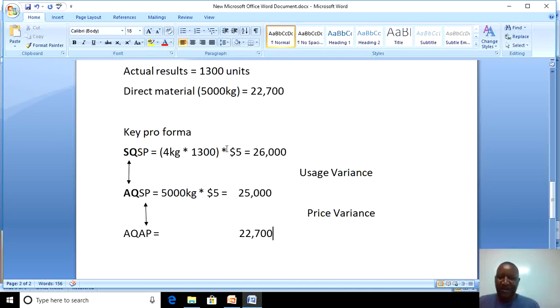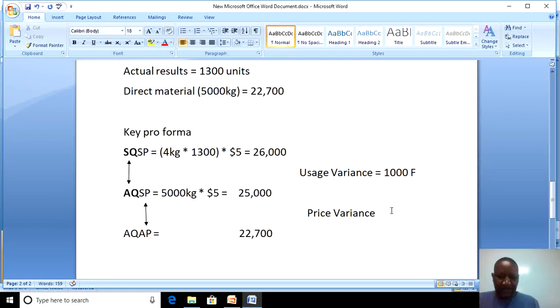Now I said the difference between this one, SQSP, and AQSP is going to be our usage variance, because we are looking at the quantities. The difference between AQSP and AQAP, because we are looking at the gap between standard price and actual price, this is going to be our price variance. So what is our usage variance? It is 26,000 minus 25,000. That is going to be 1,000. Is that favorable? The number is a positive number, so this is favorable.